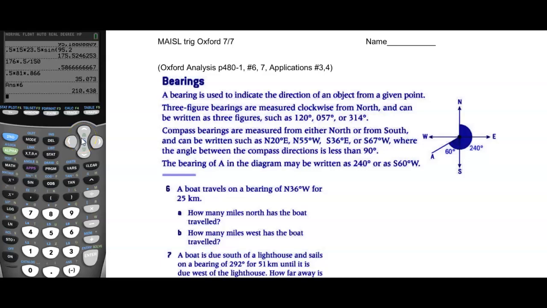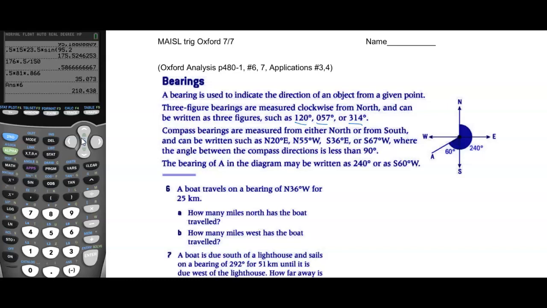Page 7 of trig. This page is all about bearings. Bearings are a convenient way of using maps to specify directions without a lot of extra words. There are two ways to do this. The easier way is to define the direction as a 3-digit angle, like 120 degrees, 057 degrees, or 314 degrees.